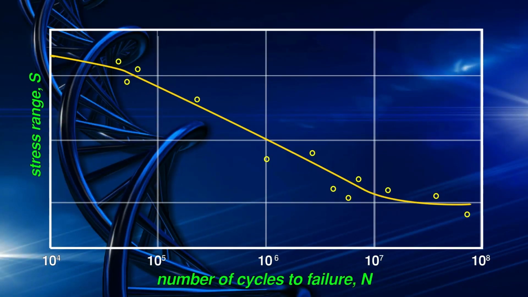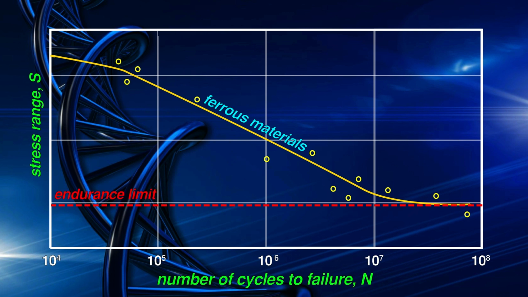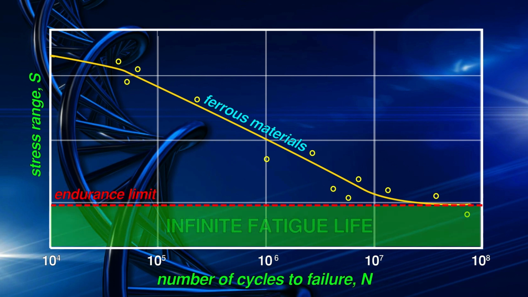For some materials, and in particular ferrous materials, it is important to note that the SN curve at a very large number of cycles becomes a horizontal line. This is known as the endurance limit. Theoretically, the component could be cycled at stress ranges below this level forever, meaning it will never fail due to fatigue. This makes the endurance limit an important fatigue design parameter.